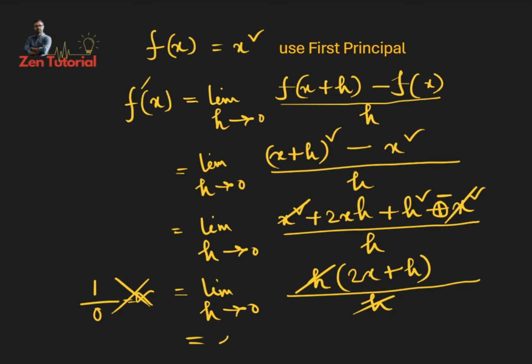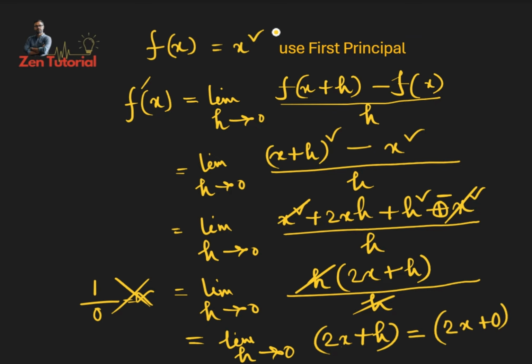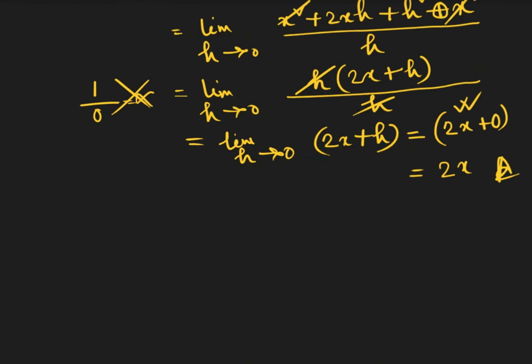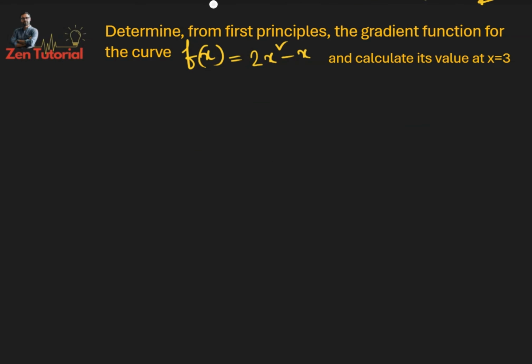The following line will be limit h tends to 0, and here 2x plus h. Now, if we plug in the value of h here, what will be the result? 2x plus 0. So the final answer will be 2x, right? So this is the answer for x square.